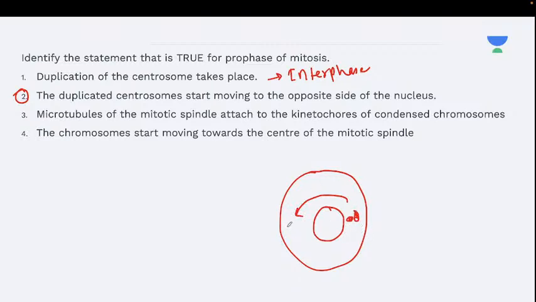ठीक है, तो एक न्यूक्लियस यहाँ पर आएगा, सो दैट की आपका काइनेटोकोर फॉर्मेशन होगा, स्पिंडल फाइबर्स. Microtubules of the mitotic spindle attached to the kinetochores of condensed chromosomes. ये आपका कहाँ पर होंगे? मेटाफेज में.